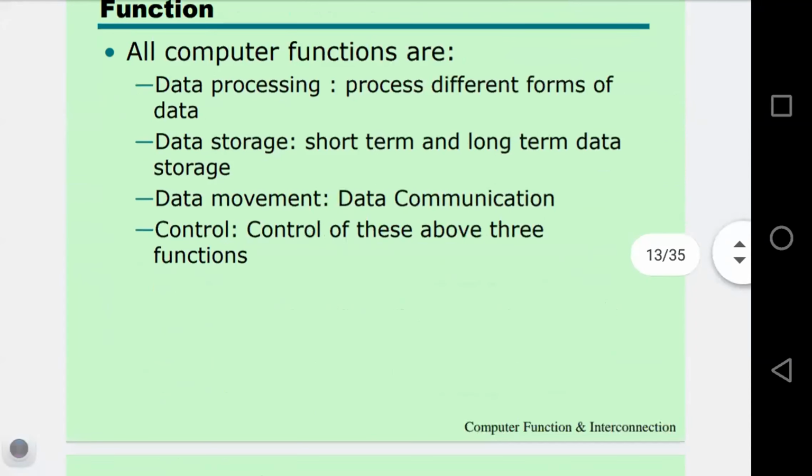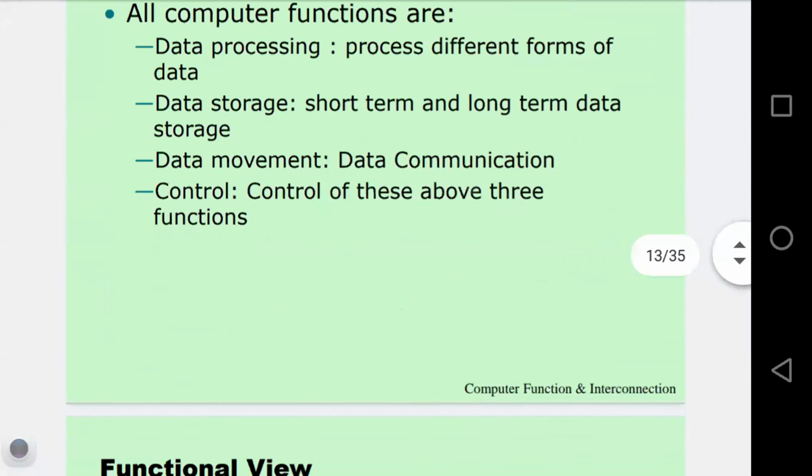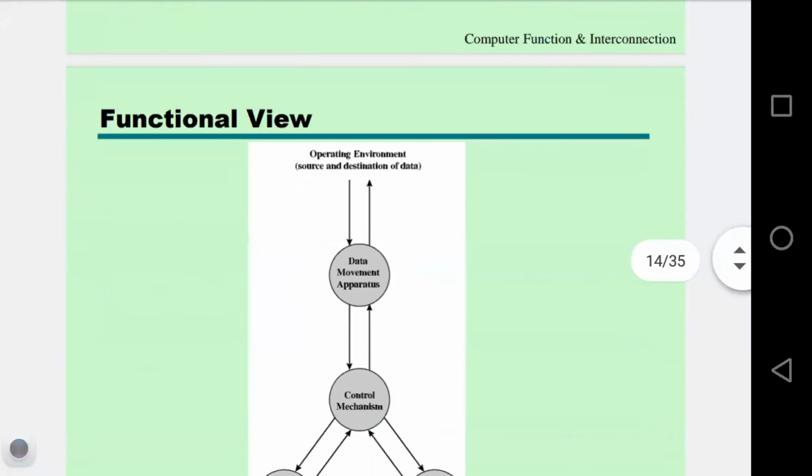So what are the operations of the processor? It processes data. What are the operations of the memory unit? It stores the data for short term or long term duration. What are the operations of the interconnection? That is the data movement. What is the operation of the control unit? To control these different functions. Okay, so this is the function.